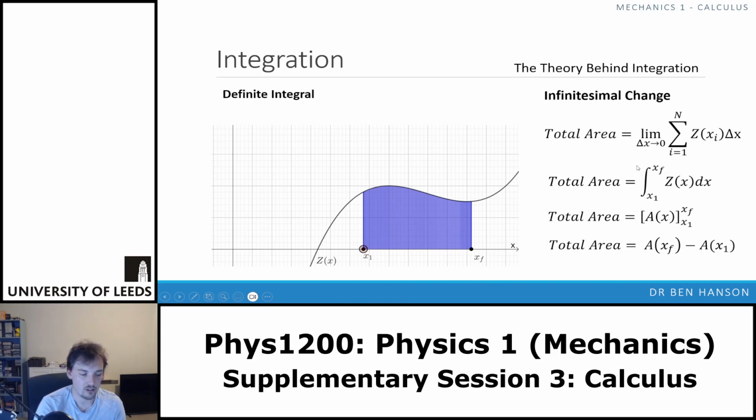So the definite integral between 2 specific points gives us a number, almost in this case. It gives us an exact number, which is the area under the curve. Area function at the final point minus the area function at the start point. That's what that is. And we don't know what this area function is. This is just general, right? Z of x, the area function is just the integral of z of x. So we calculate it specifically at that point, take the difference, and that will be the total area. So that's a definite integral, where x1 and xf are constants in this case.